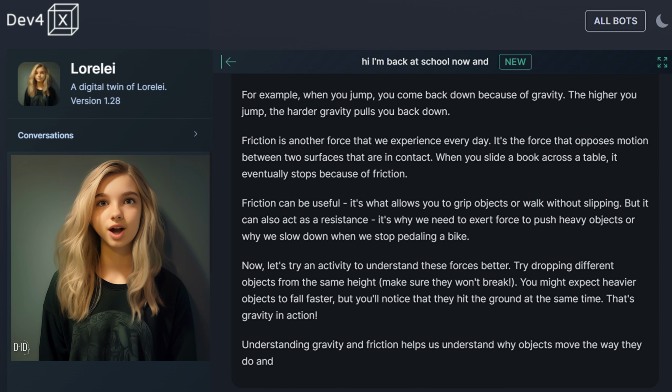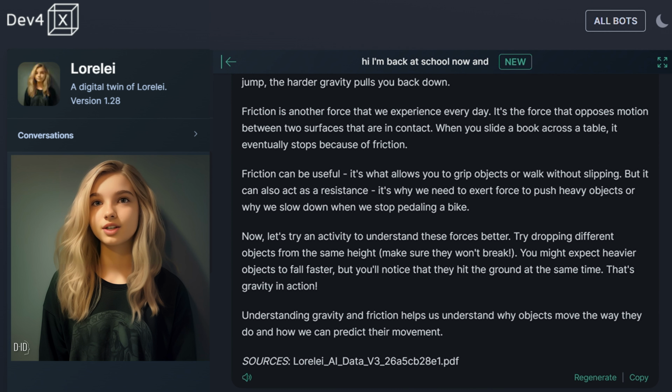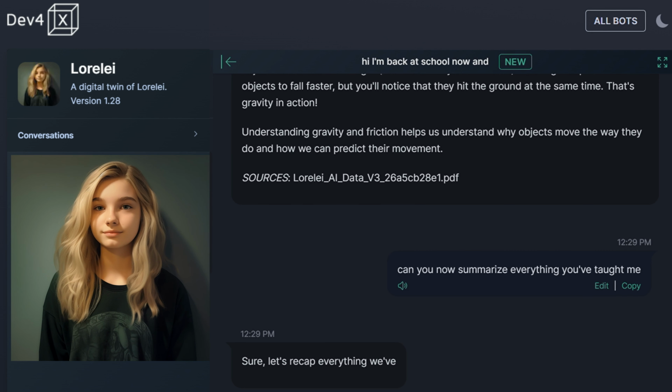Now let's try an activity to understand these forces better. Try dropping different objects from the same height. Make sure they won't break. You might expect heavier objects to fall faster, but you'll notice that they hit the ground at the same time. That's gravity in action. Understanding gravity and friction helps us understand why objects move the way they do and how we can predict their movement.